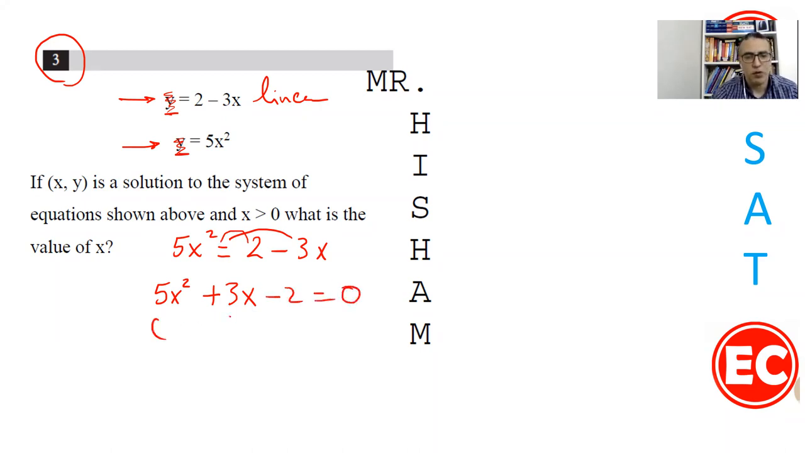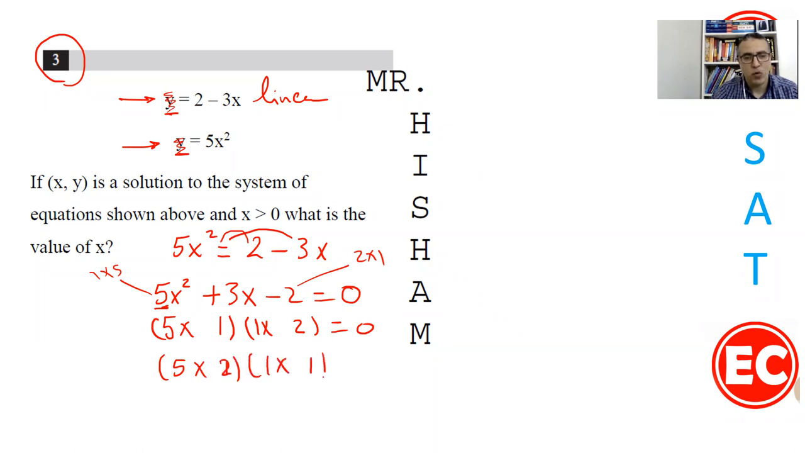Then I'm going to open two brackets. I am sure that 5x is a prime number, 1 by 5. And 2 is a prime number, 2 by 1. So it's 5x and 1x, 2 and 1, or 5x and 2 and 1x and 1. How can I solve it? By using the means and the extremes.